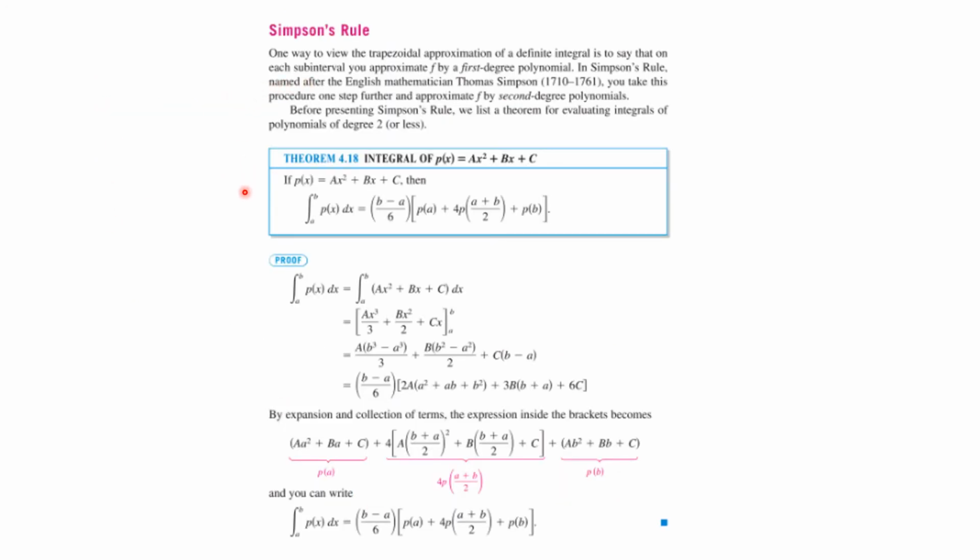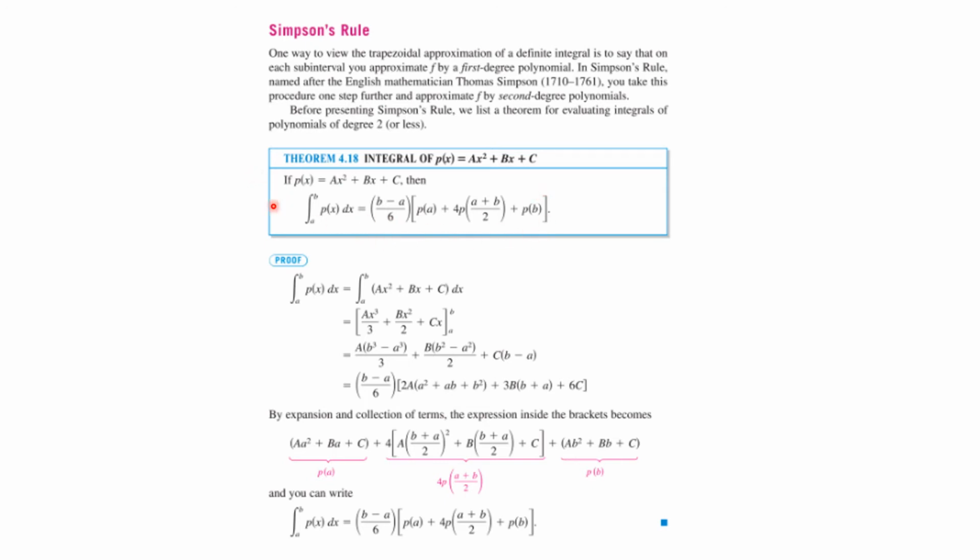And we start by saying, well, what's the area under the parabola? So if P of x is equal to ax squared plus bx plus c, what is the definite integral from a to b, where a is one end and b is the other? Well, we can do the calculation, but we'll end up with something that looks like this. But let's actually go through the proof of this.